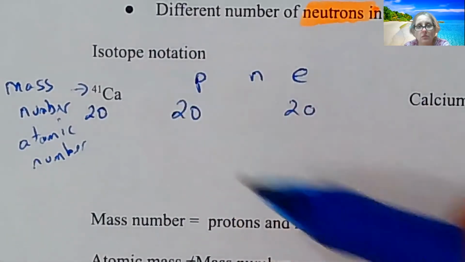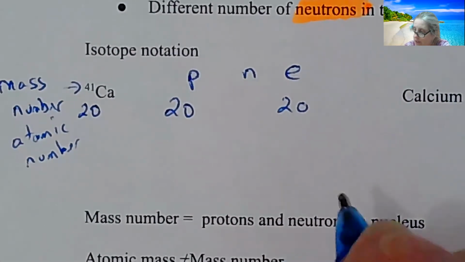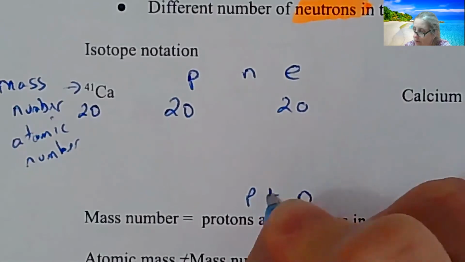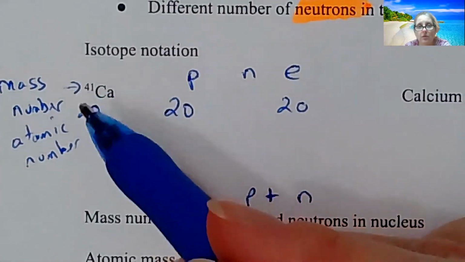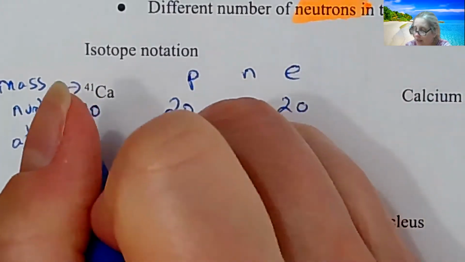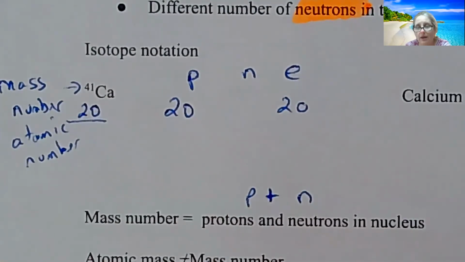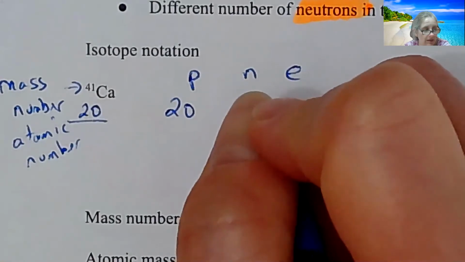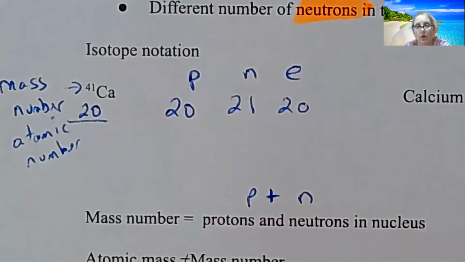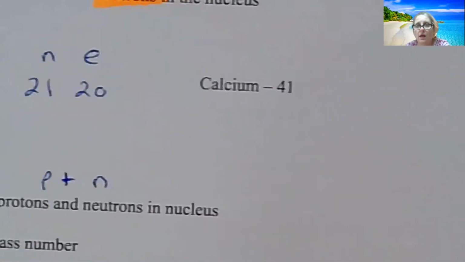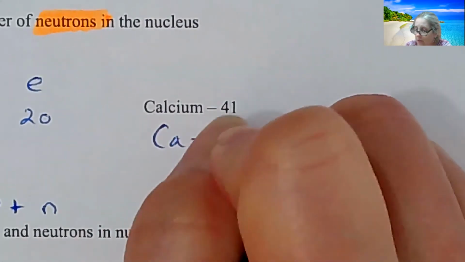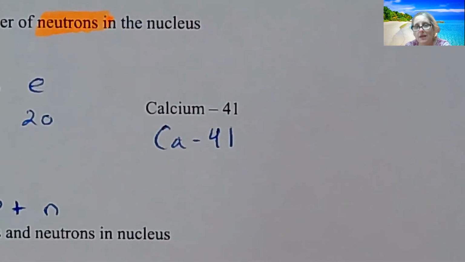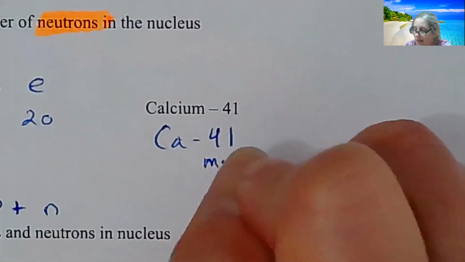So what we could do, because the mass number is protons plus neutrons, protons plus neutrons, I could take 41 minus 20. That's why I like this isotope notation this way. I could essentially get the number of neutrons, which is 21. Okay. Realize that this notation is the same thing. So I could write Ca with 41 or calcium dash 41. This is the mass number.